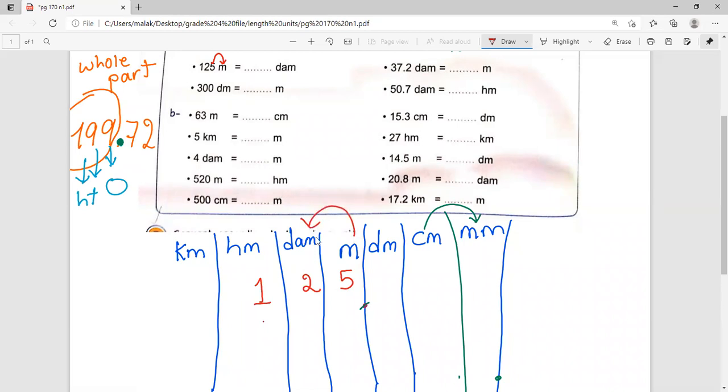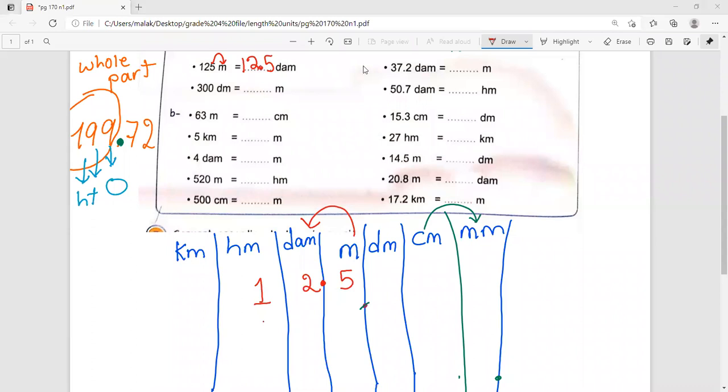So we have to put the point between 2 and 5. Bravo, Jude. Excellent. So we are moving one step back. We move one step back, so it will be 12.5. Bravo, Jude. Thank you, teacher. If we have two digits, and if we have a number with a point.